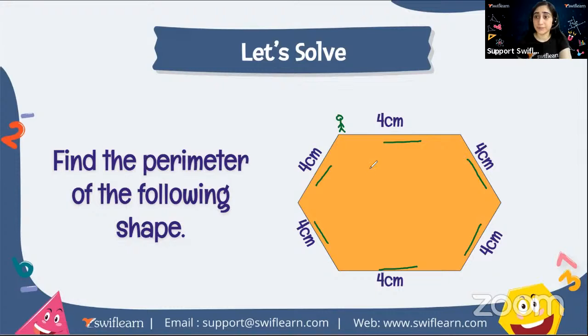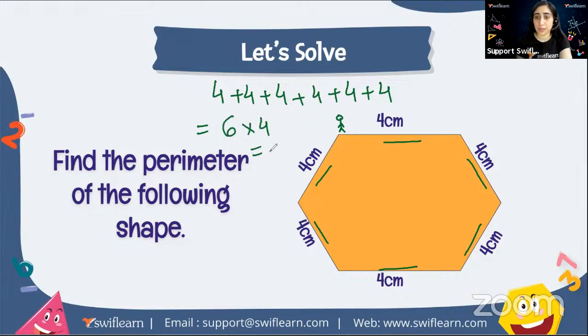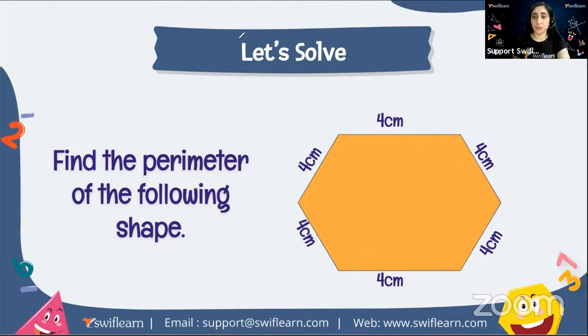What do we call a figure which has 6 sides? We call it a hexagon, right? Okay. So I know I have to add 4 plus 4 plus 4. How many times do I need to add this? 6 times. Repeated addition means multiplication, so I'll multiply 6 into 4. So what do I get? 6 fours are 24 centimeters. So this is the answer. Clear? Great. Now moving on to the next question.